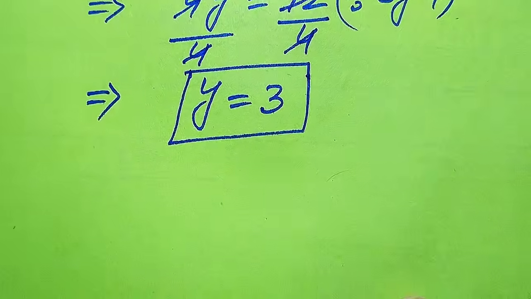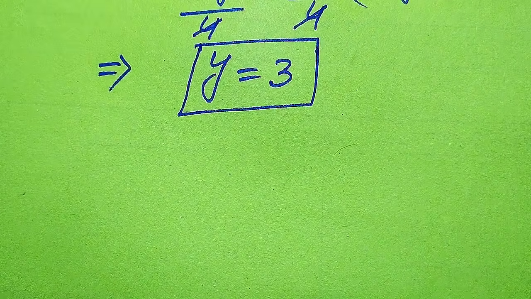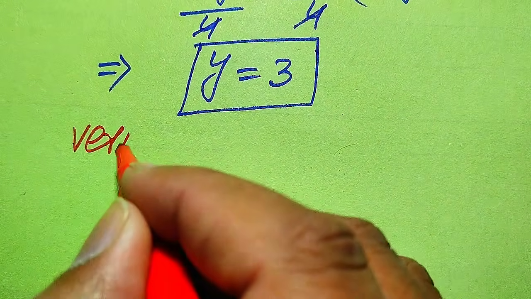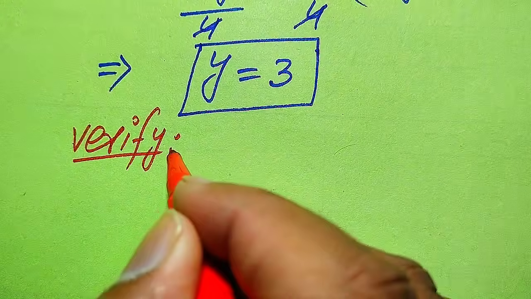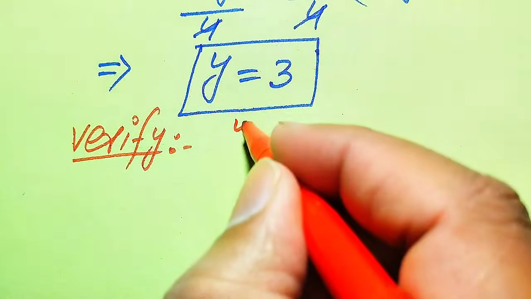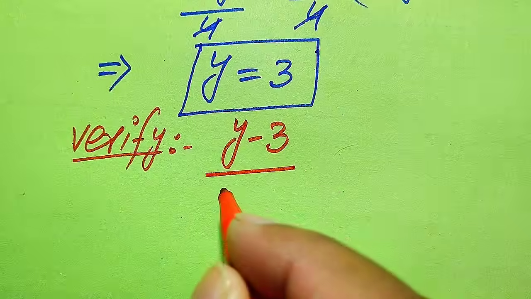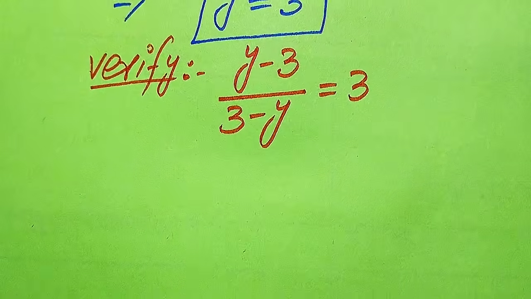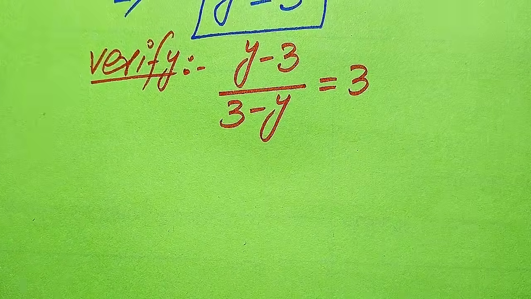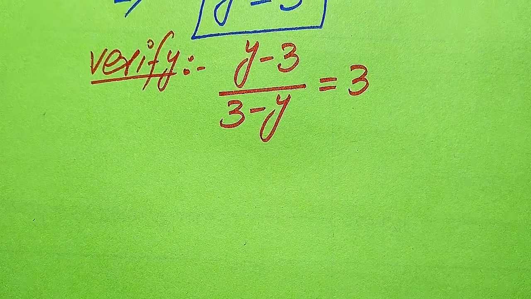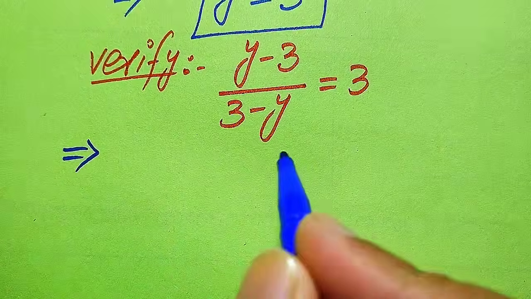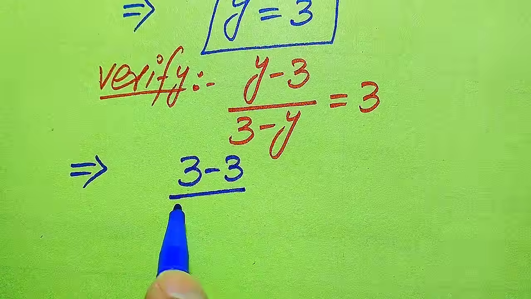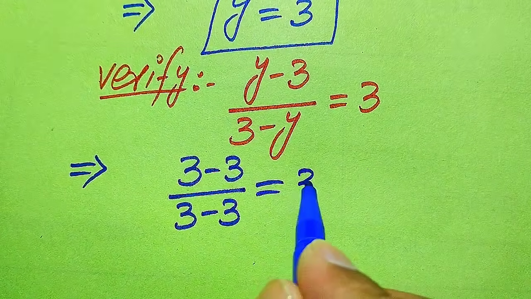In the next step we need to verify whether this value of y is a solution or an extraneous root. For verification of the roots, we copy down the given question statement, which is (y minus 3) divided by (3 minus y) is equal to 3. Here we need to substitute the value y equals 3 into the left hand side, so it becomes (3 minus 3) divided by (3 minus 3) is equal to 3.